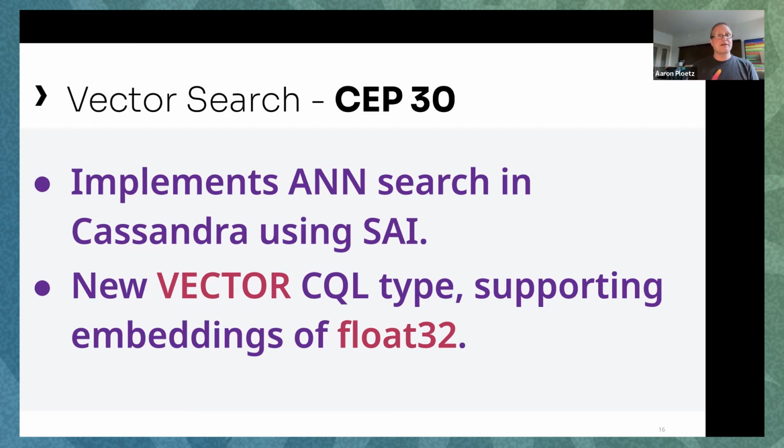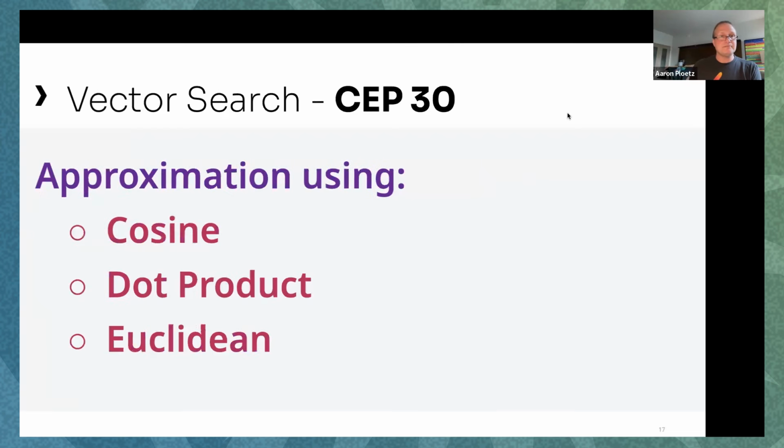This also brings in a new CQL type, which is vector, and it right now supports embeddings of type float32. So typically, when you create a new table with a vector in it, you specify the type, which would be float in this case, and then the number of dimensions that are a part of that vector. And this allows for the approximation algorithms: you can do something that's cosine based or dot product or Euclidean. There are times when you might want to choose one over the other.